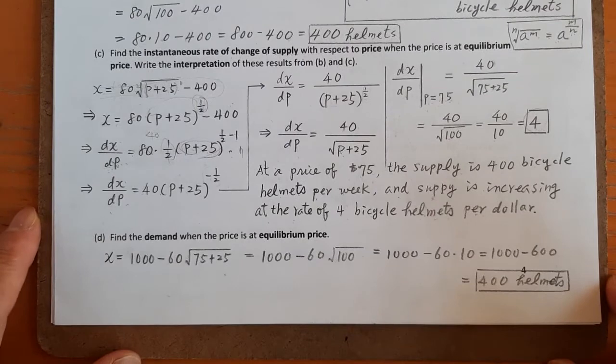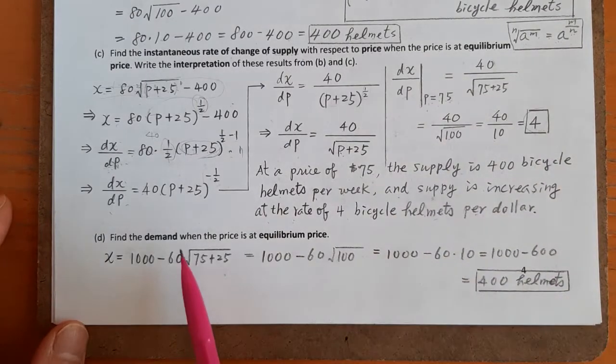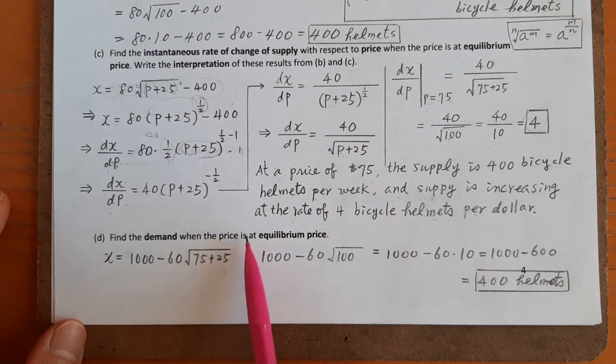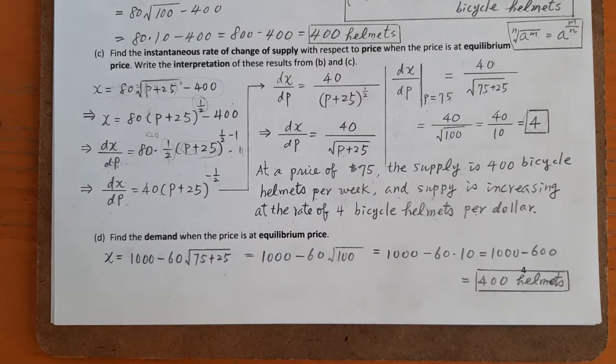Then find the demand when the price is at the equilibrium price. It's the same, it's 400, because the demand at equilibrium price 75. So you plug into the demand equation.